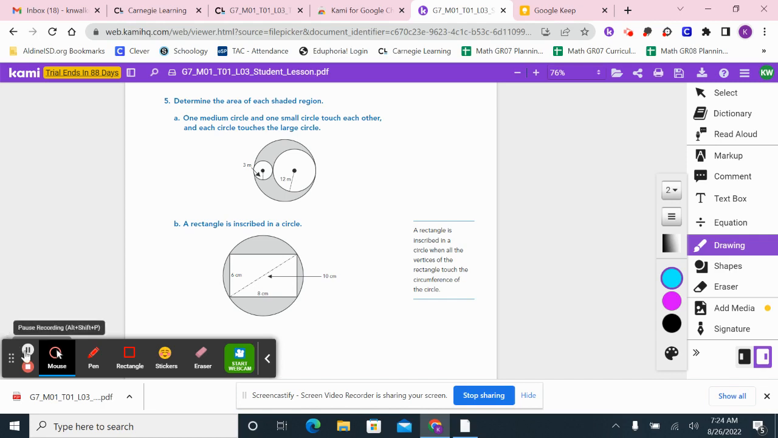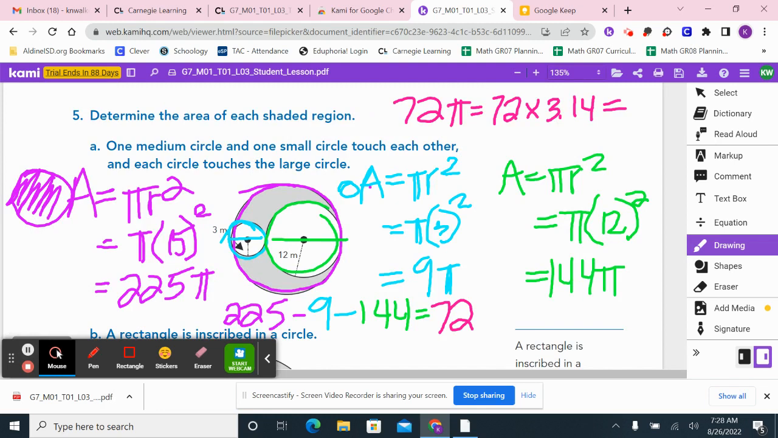Pause here. So here's my work for 5A. As you can see in purple, I calculated the area of the larger circle. And with that, when I plugged in my radius, and also one more thing you should have noticed, when you drew your diameter all the way across the circle, you should have gotten 3 plus 3 plus 12 plus 12, which gives you 30 for the diameter. And then when plugging in the radius, you split that. So 15. Pi times 15 squared gives you 225 pi. And then for my smaller circle in blue, I calculated the area to be 9 pi. And for my medium circle in green, I calculated the area to be 144 pi.